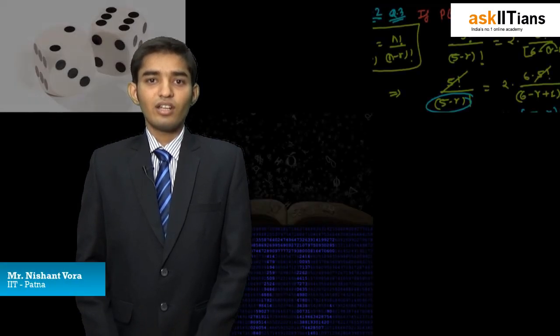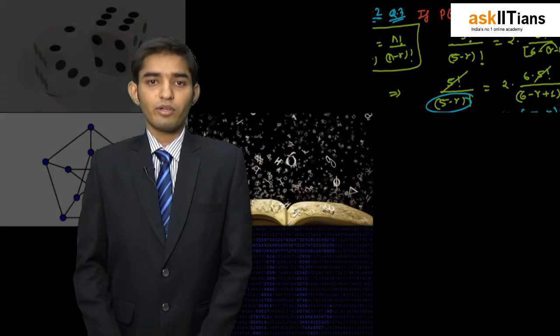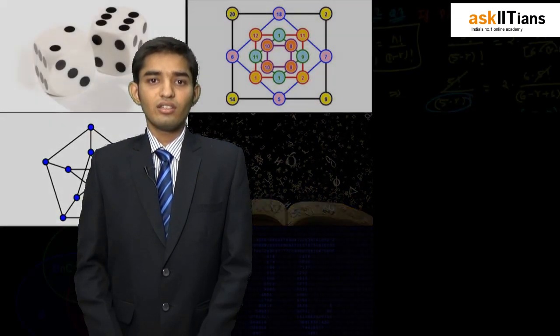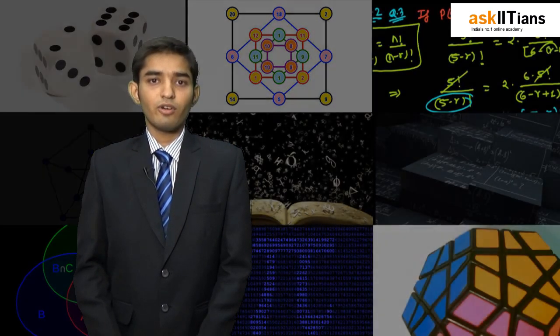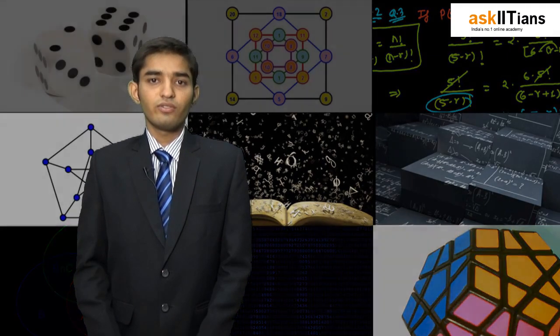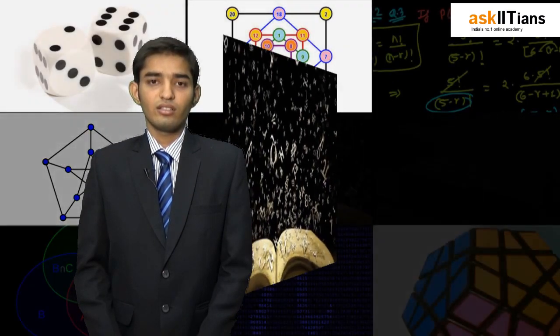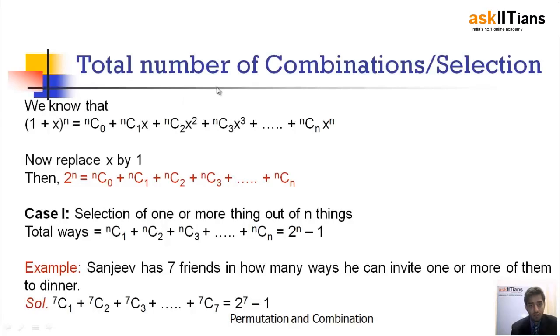Hello students, welcome back. In our last video we covered circular permutations. In this video we will start the next subtopic, that is the total number of combinations or selections. Under this we will see how different objects are taken one or many at a time, and we will study this. So let's start. Let us look at the total number of combinations or selections.